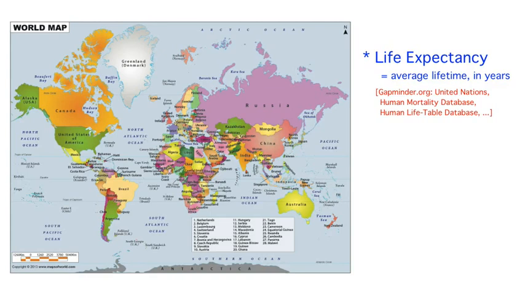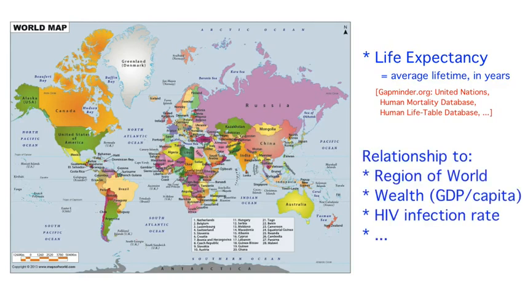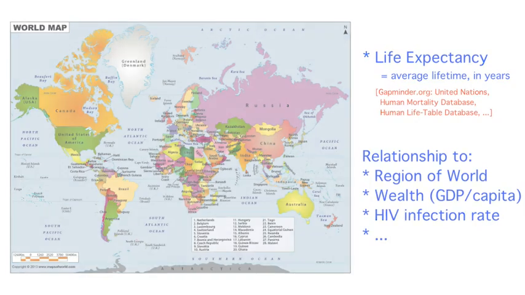We will investigate how a country's life expectancy is related to various other factors, like which region of the world the country is in, and the country's average wealth, i.e. its GDP per capita, and what fraction of adults in the country are infected with HIV, and so on. Studying these data will allow us to draw statistical conclusions about how different factors influence a country's well-being.